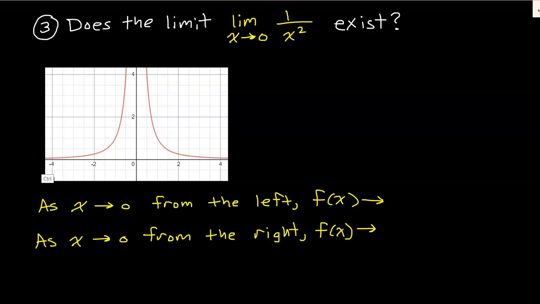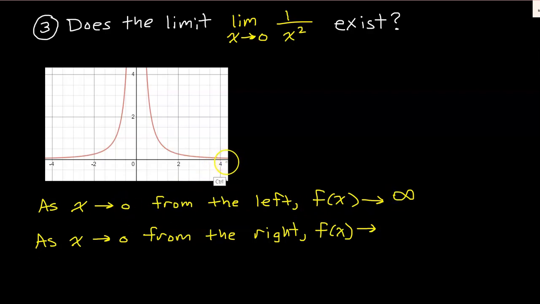So, as we approach 0 from the left, notice that the function is going up, up, up, up, up. We have an asymptote here. It's never going to reach 0. The value of the function will just go up to infinity. So f of x approaches positive infinity as we approach 0 from the left.